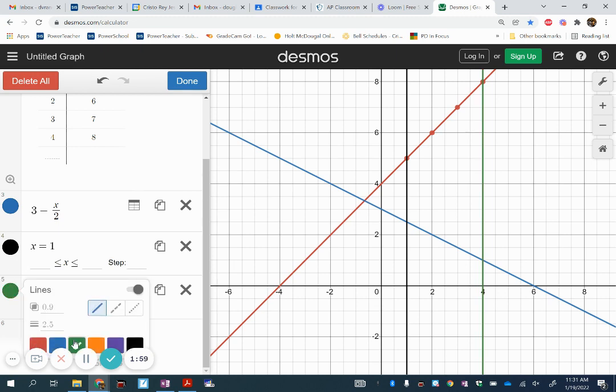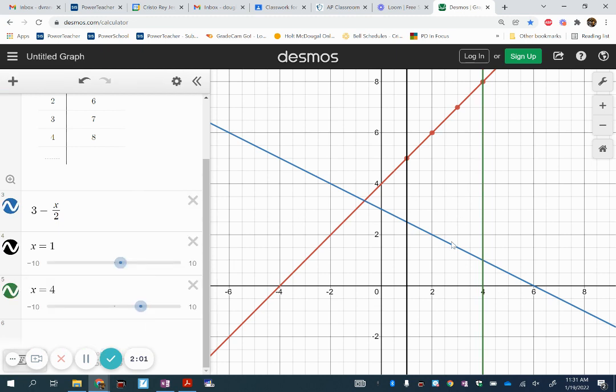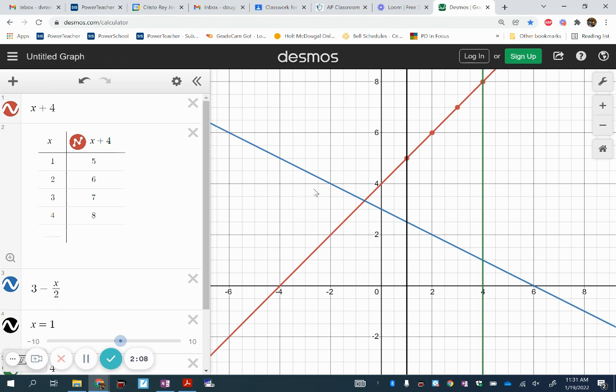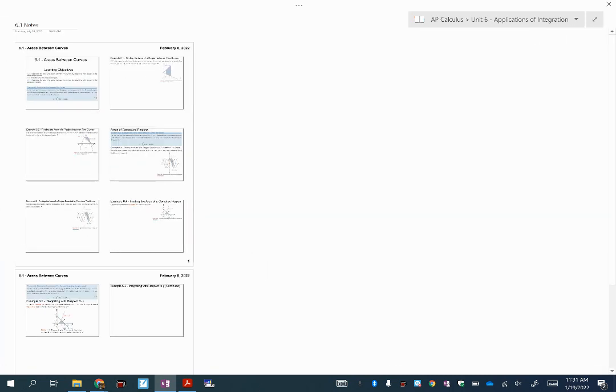Once you look at it, you can see the shaded area between 1 and 4 between the 2 curves. The one in red is x plus 4, and the one in blue is 3 minus x over 2. Between 1 and 4, the red one is always above the blue one. So we're going to do the integral between 1 and 4 of the x plus 4 function minus the 3 minus x over 2 function. Let's put that here in the first slide.